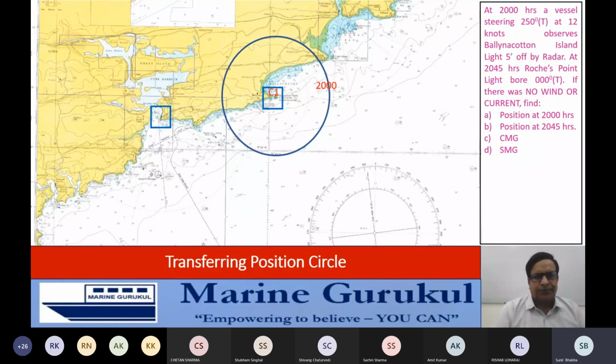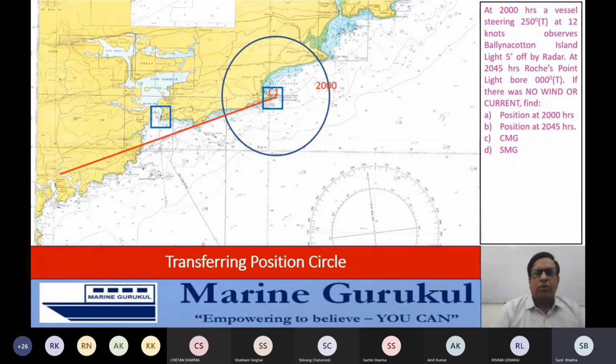That means we have two observations. First one being a position circle, second one being a position line. They are staggered observations. So what we decide is we run up this 2000 hour position circle to 2045. So we have just plotted our initial position circle, and now we are going to transfer this position circle to 2045 because our second PL is at 2045. So as discussed earlier, we apply all the vectors, the CTS vector, the current vector, the wind, everything what is there to the center of the circle.